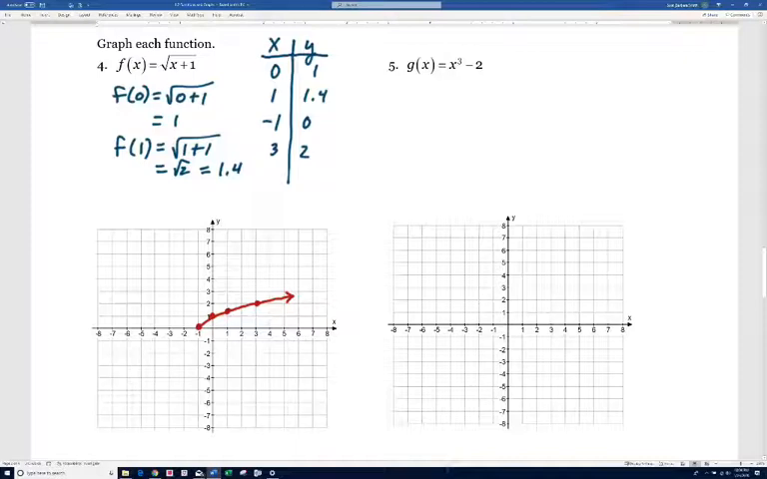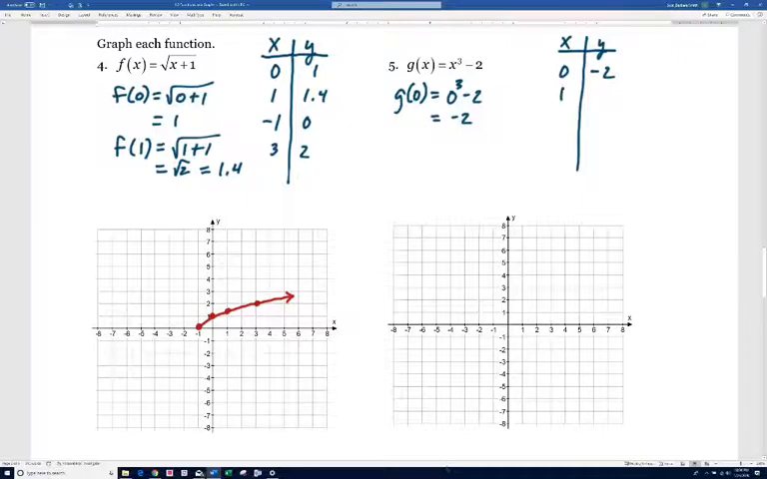All right, so let's look at number 5. So we'll do the same thing. And again, let's try 0. F of 0 would be 0 cubed minus 2, which is negative 2. If you were to plug in 1, well, we could do this in our head. 1 cubed is 1, and 1 minus 2 is negative 1. How about 2? Well, 2 cubed is 8. 2 times 2 times 2. Minus 2, you do get 6.